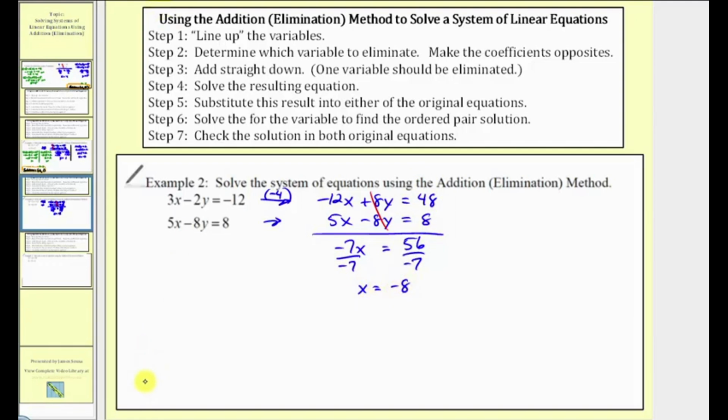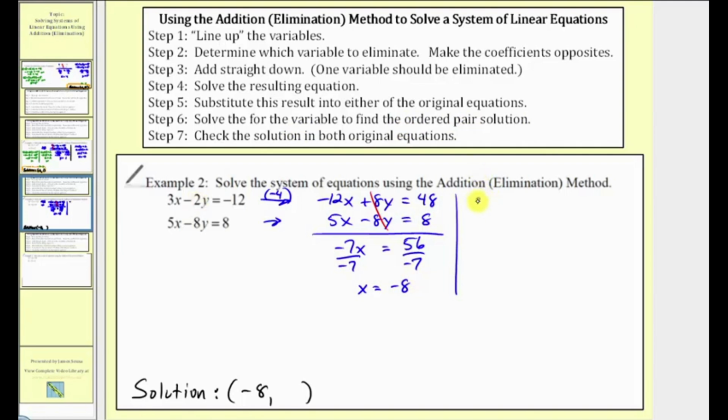So for our ordered pair solution, which should be in the form x comma y, we know the first value is negative 8. Step 4 we already did, we just solved the resulting equation. So now for step 5, we substitute this result into either original equation, and then step 6, solve to determine our ordered pair solution. So let's go ahead and substitute negative 8 for x in, let's say, the first equation.